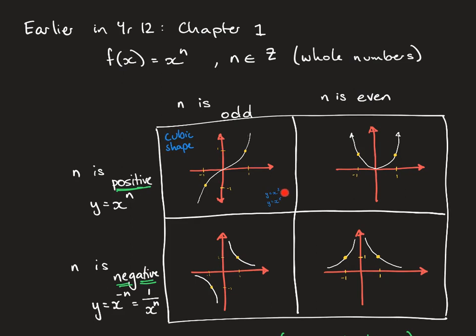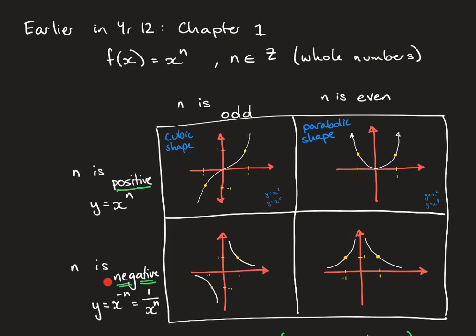Some of the functions are y equals x cubed and y equals x to the power of 5. If our n is a positive number, but it's an even number, like 2 or 4, you get this parabolic shape. And this works for graphs like y equals x squared and y equals x to the power of 4.